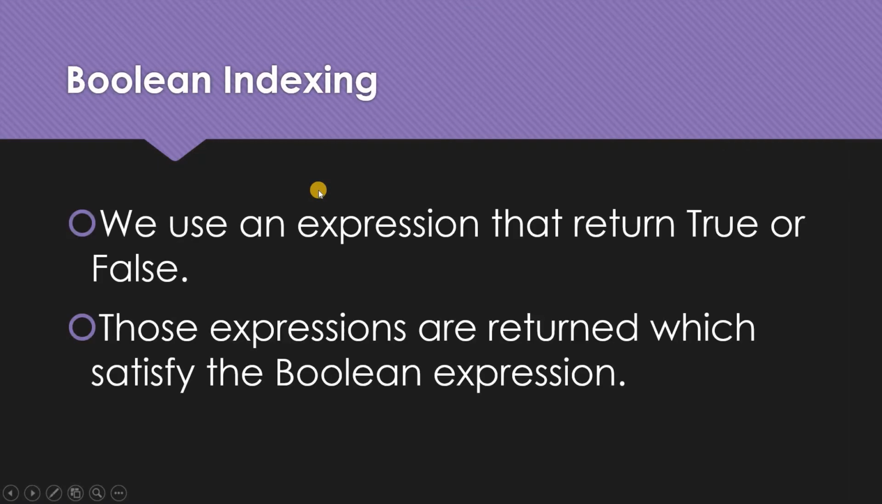Now we are going to see Boolean indexing. We use this type of indexing when you basically use an expression that returns true or false. Those elements are returned which satisfy the expression.